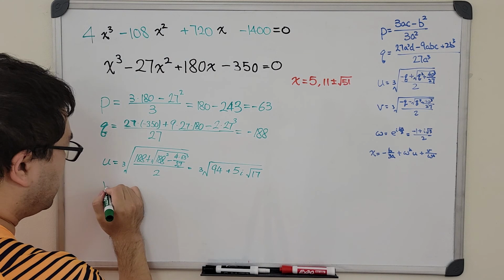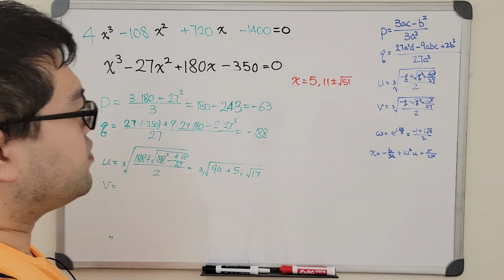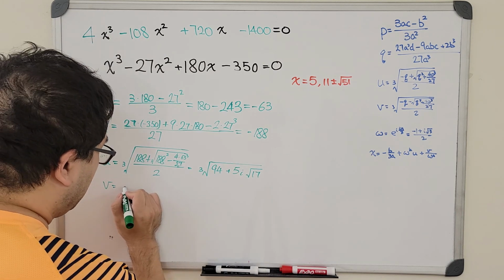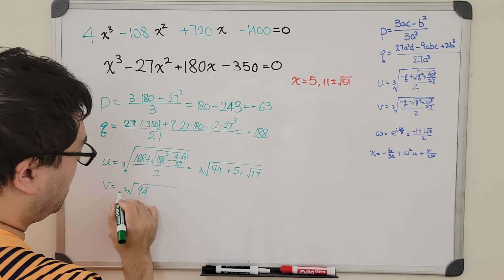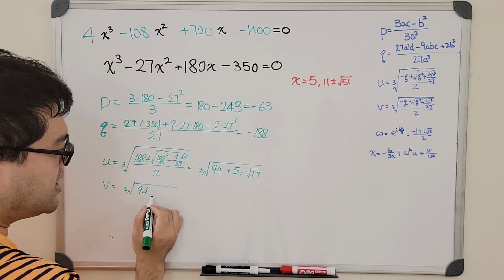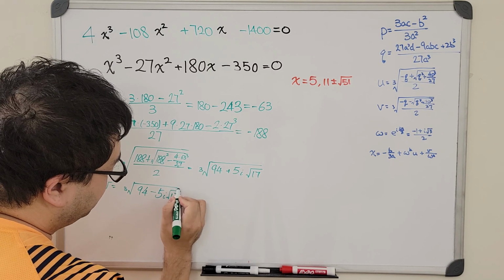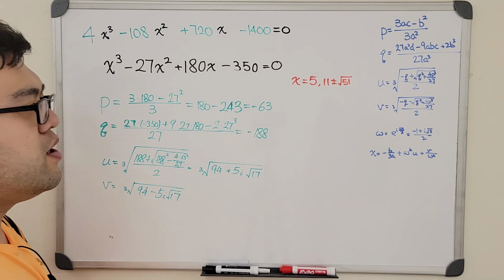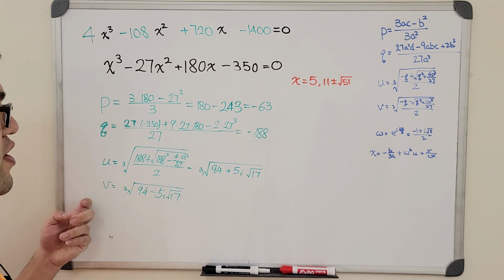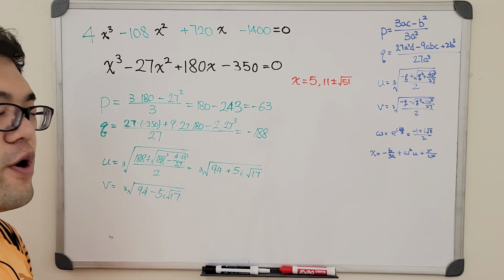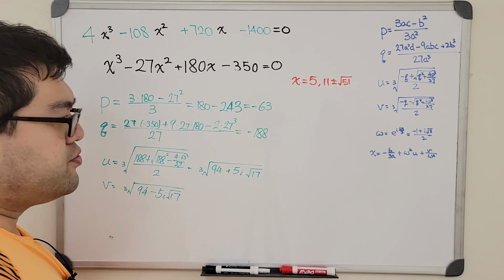Now v, in here we actually have the expression, and we see that we just need to flip the sign. So we will get the cube root of the quantity 94 minus 5i radical 17, like this. So that now everything is ready. We have both u and v. We can now substitute into our expression x, so that we'll be able to get our solutions.